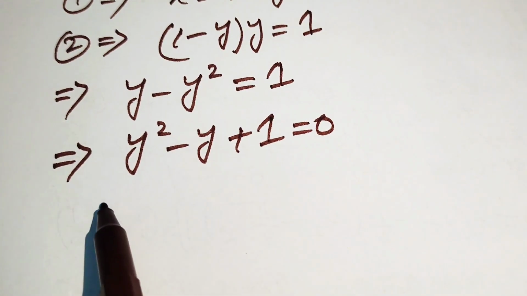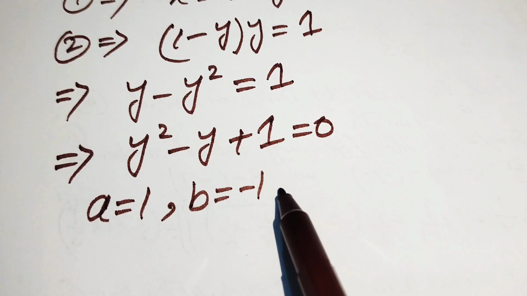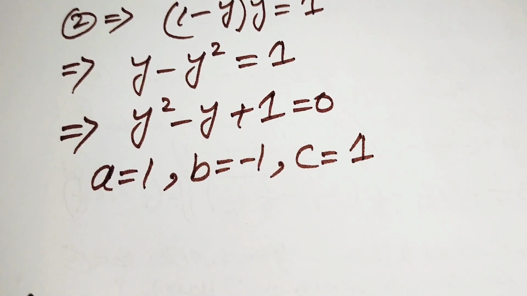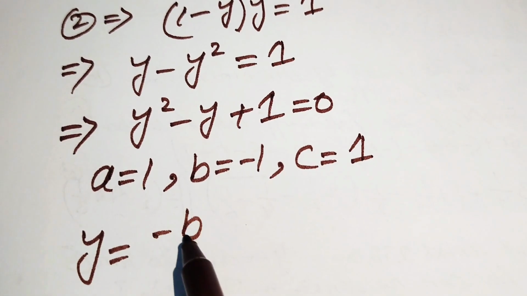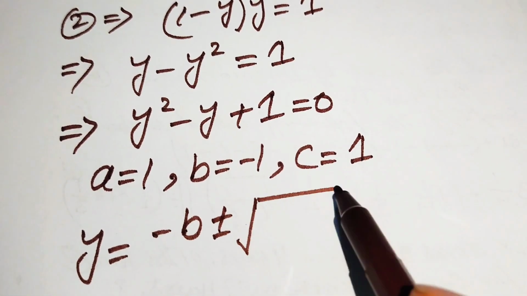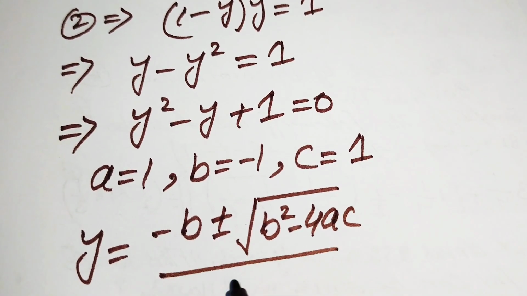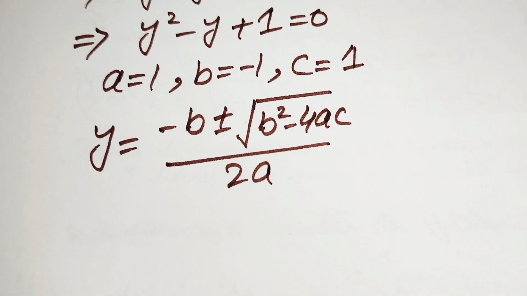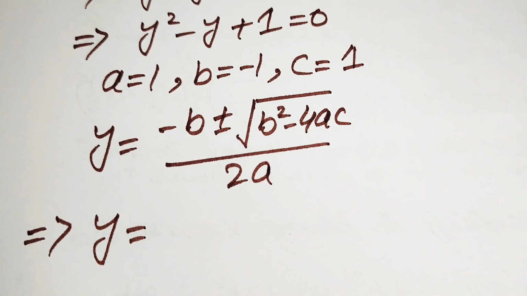First we write the coefficients of this equation: a equals 1, b equals minus 1, and c equals 1. Our quadratic formula is written as y equals minus b plus minus square root of b squared minus 4ac, divided by 2a. So this is our quadratic formula.